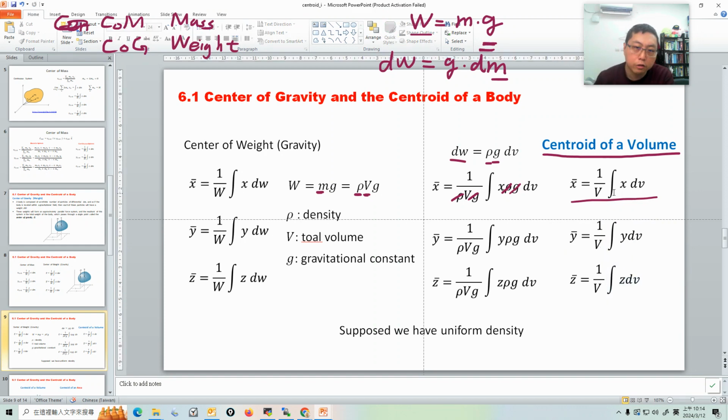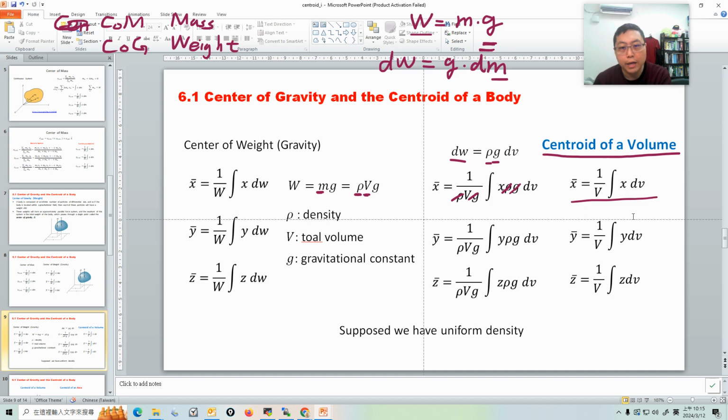Okay. And so what's the position x? It is equal to x doing integration with a tiny volume and divided by total volume. And what about position y? The y component of the position vector of the center of weight is equal to y doing the integration with respect to a tiny volume divided by total volume, and the z component of the position vector of center of weight is equal to z coordinate z doing the integration with respect to the delta v divided by total volume.